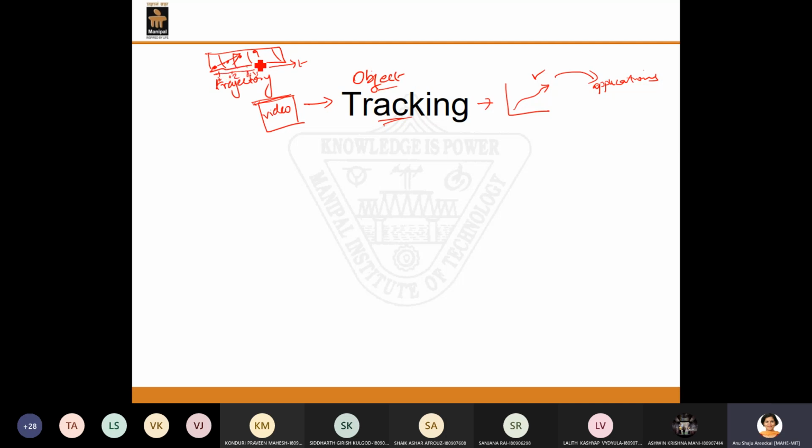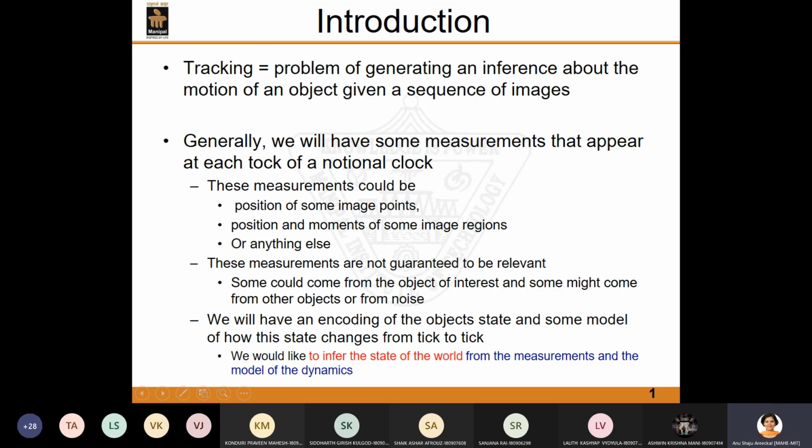As I said earlier, each of these images can be called frames. You call them the video frames. So we'll move ahead now.